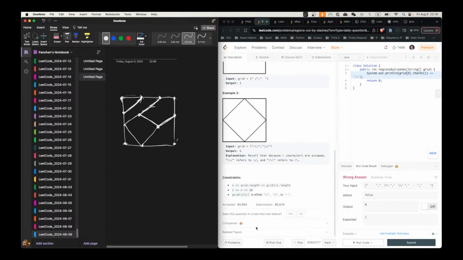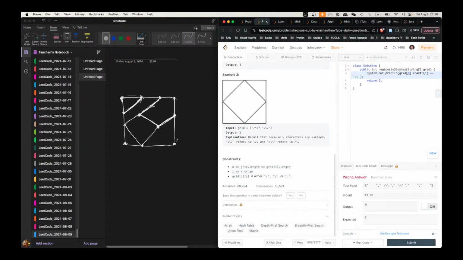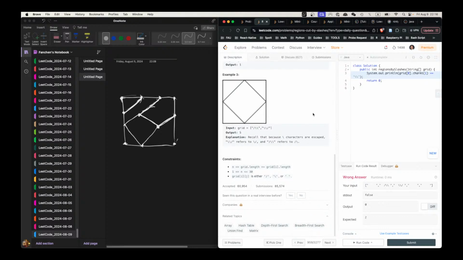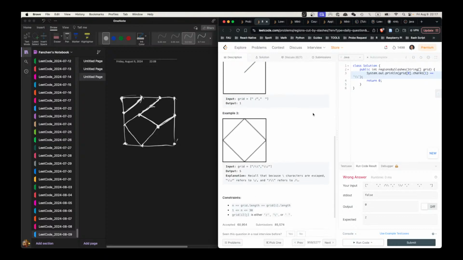Alright, I need some hints. Okay, union find. DFS, BFS. Seems to be a simple DFS. I don't see how it's a DFS. Like, seriously, how?